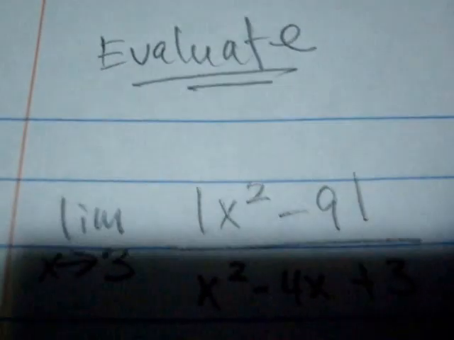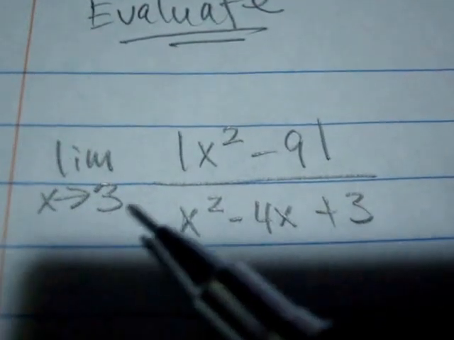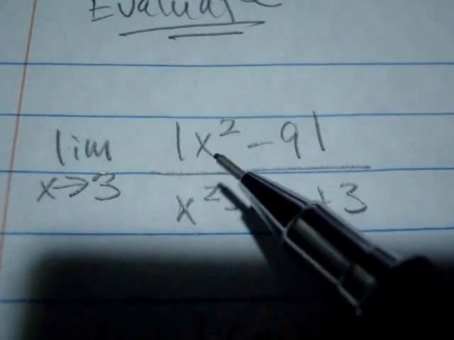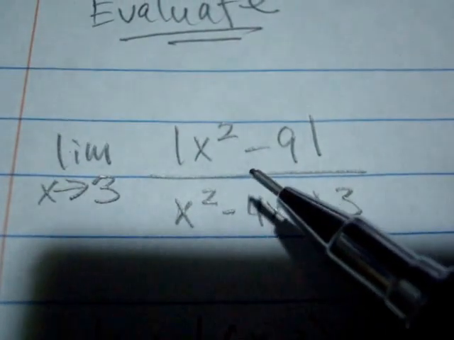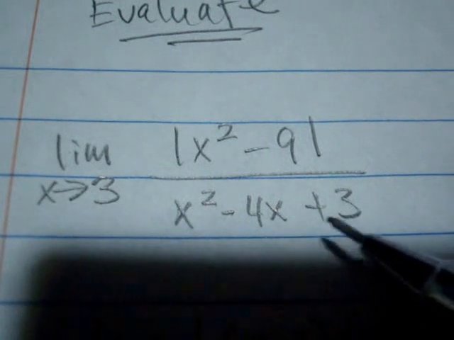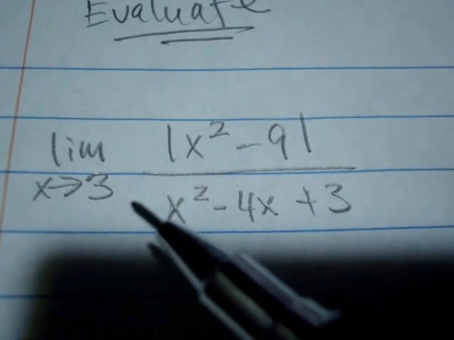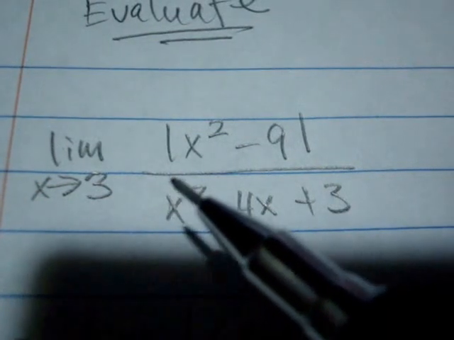Evaluate. Let's say that you are given this limit as x approaches 3 for the absolute value of x squared minus 9 divided by x squared minus 4x plus 3. And they want us to evaluate this limit as x approaches 3.